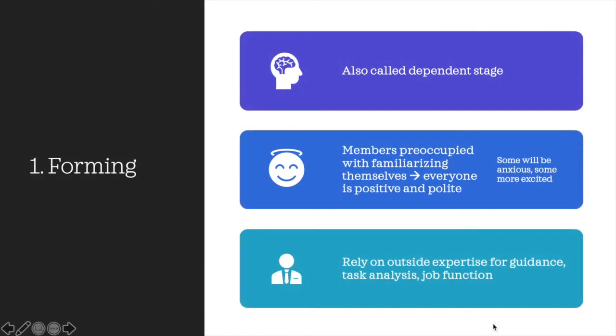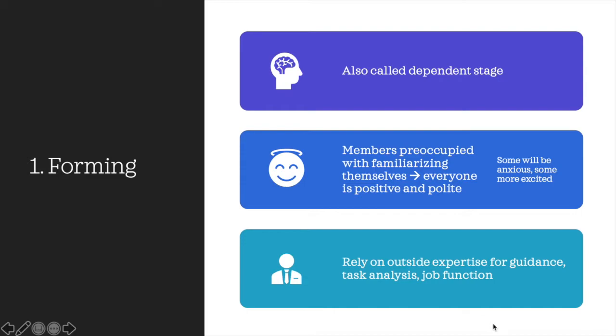The first stage is what we call the forming stage, also referred to as the dependent stage. This is when people typically try to familiarize themselves with the group and the task. Everyone tends to be polite and positive. Some people in the group might be a little bit more anxious about what they have to do and the task they have to complete, whereas the other people may be more excited about working together as a team.